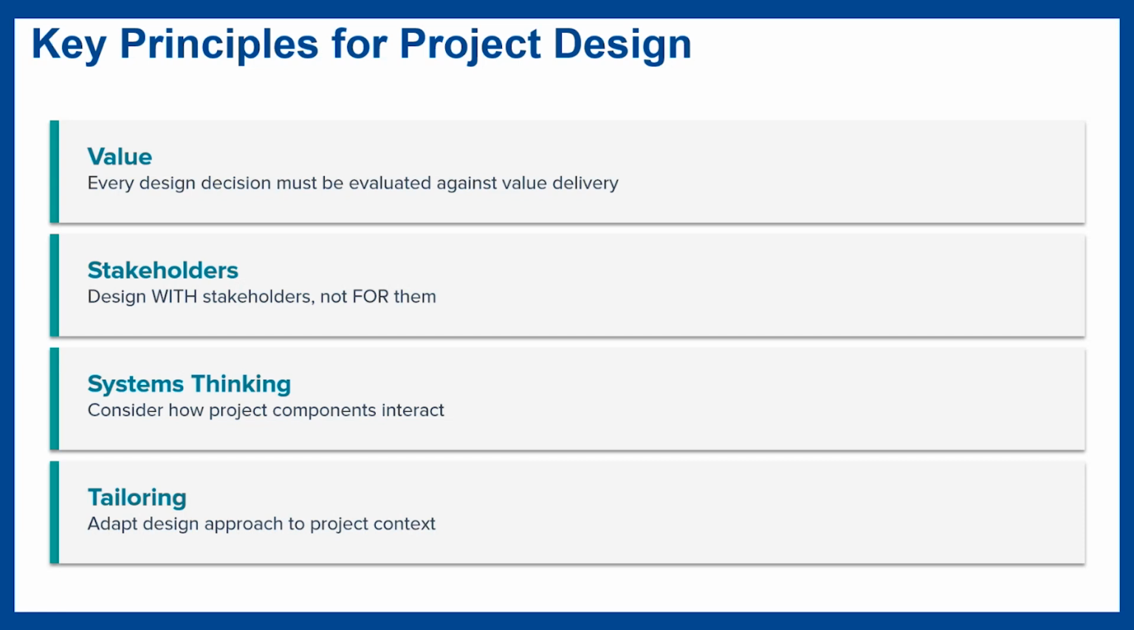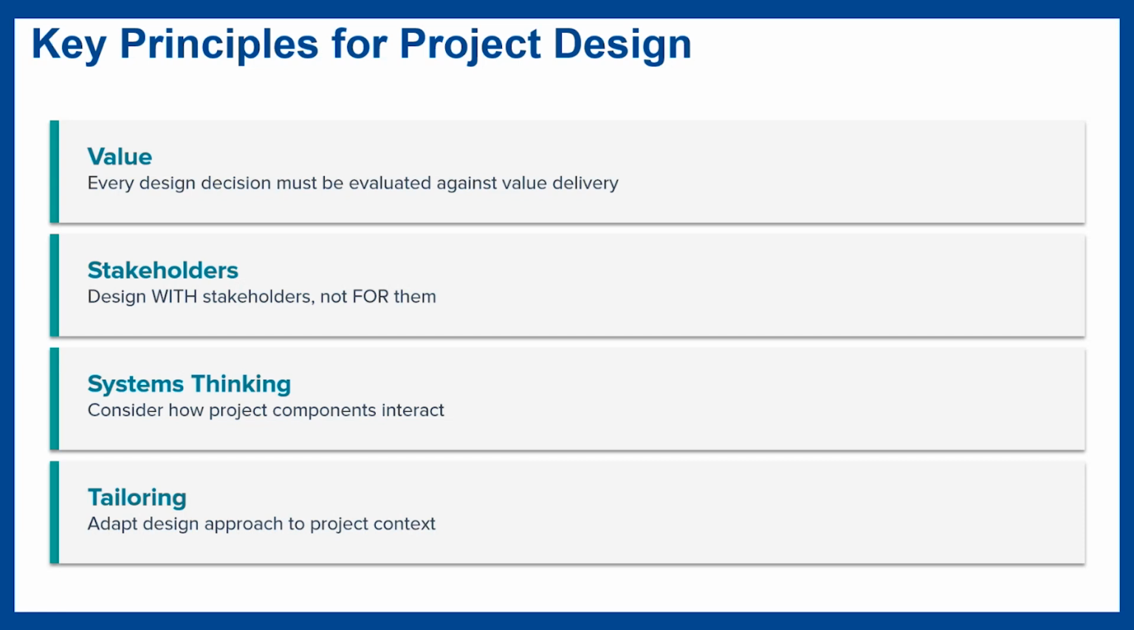The next part is systems thinking. Systems thinking means looking at the project as a whole system, not just separate parts. Instead of focusing on one task or component in isolation, you consider how the activities, people, processes, resources, and design all connect, influence, and impact one another.